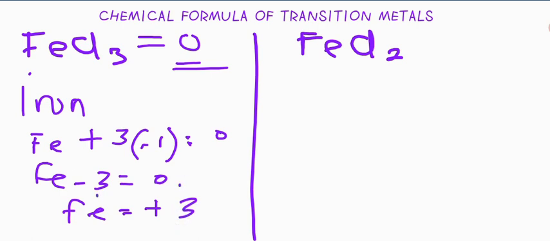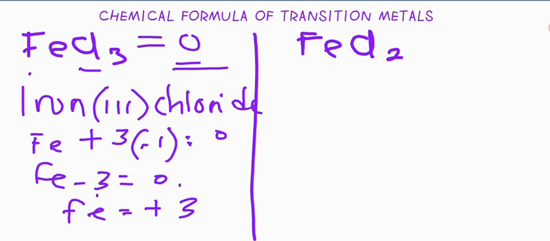So the oxidation state of iron, or the charge possessed by iron right here, is going to be plus 3. I will enclose that 3 in Roman numerals inside a parenthesis. Then iron, that's going to give us iron(III). Then chlorine is going to turn to chloride. So that's iron(III) chloride.